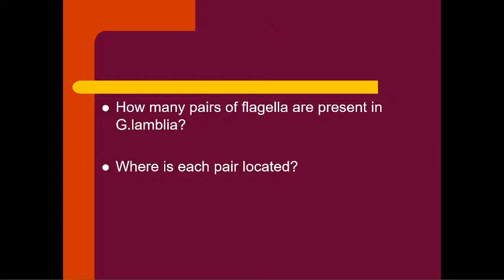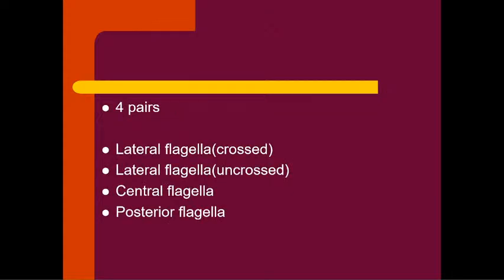Giardia lamblia, an old man with glasses, has 4 pairs of flagella, and there is a specific location for each flagellar structure. Okay, so lateral flagella crossed, and then another lateral flagella that is uncrossed, and a central flagella and a posterior flagella. So there are 4 pairs that you are going to expect, and when you say pairs, there's 2 of them. So 4 times 2 is 8. Okay, para wag kayong ma-stress. So 8 na ang binigay kong number. There is actually 8 flagella, but they are all in pairs.